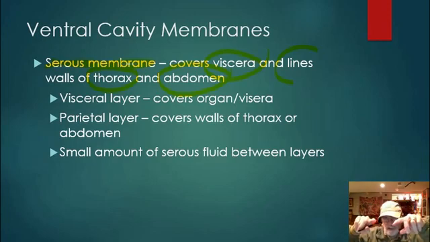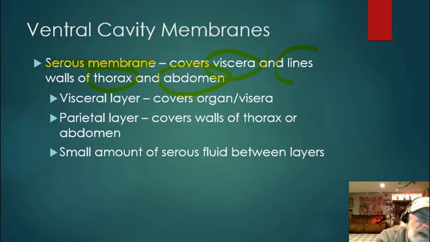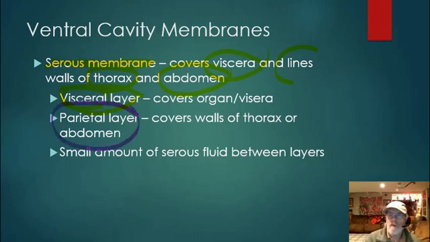They cover the outside of the organs, which means that the part of that membrane that covers the organ is called the visceral layer. Why? Because viscera means what? Organ. We talked about that in the previous slide. So that's that. We then have what's called the parietal layer. And the parietal layer is the layer that covers the inside wall of the thorax, chest, or the inside wall of the abdomen, belly. Okay?